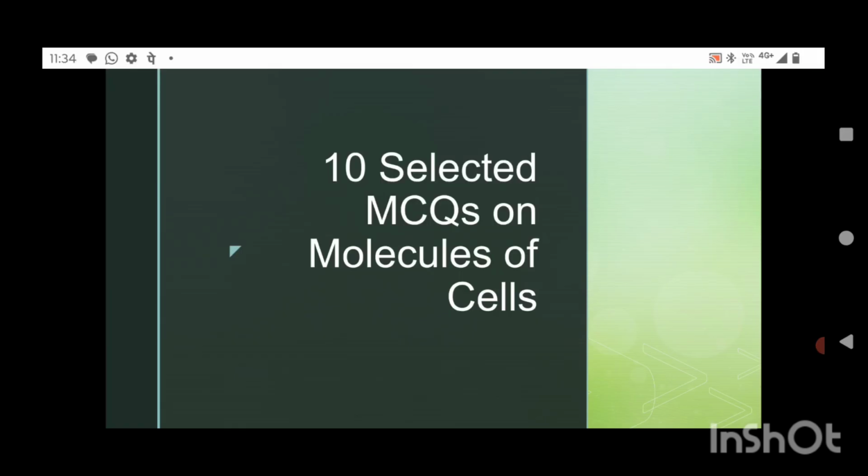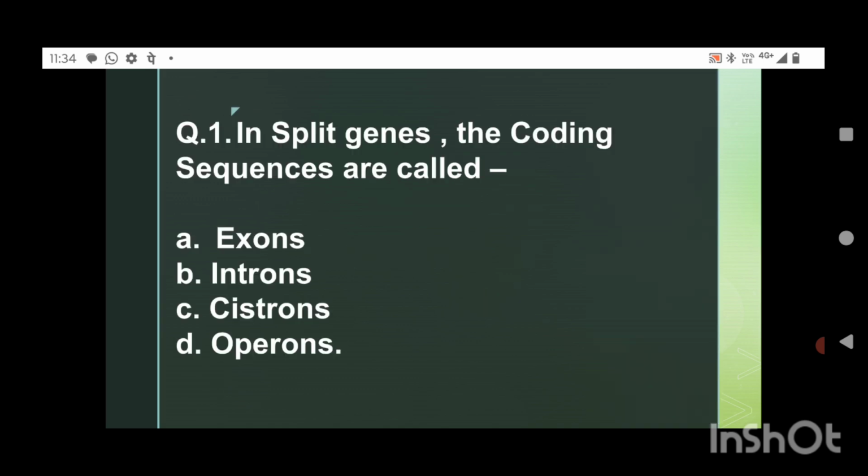Today we will go through 10 important MCQs from molecular biology. Stay tuned till the end for detailed explanations that can help you score higher. First, question number 1.